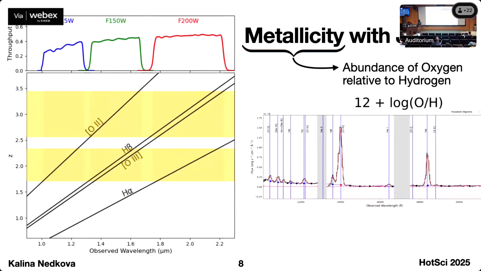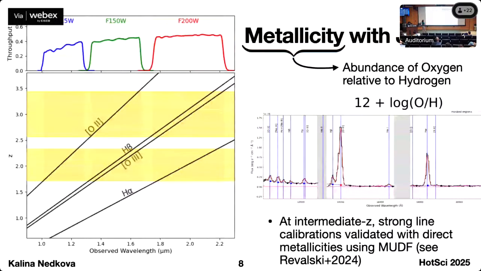Because of the way that the filters are, we can measure them in two different redshift ranges that are highlighted here in yellow. And these intermediate redshifts are really key because Mitchell-Rowalski recently led a paper using the MUSE Ultra Deep Field, which has some of the deepest HST GRISM spectroscopy, as well as about 140 hours of MUSE data. And what he showed was that the strong line calibrations are valid at these intermediate redshifts by comparing them with the direct metallicity method.